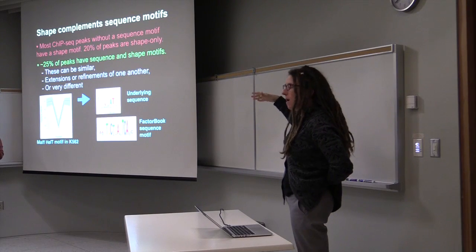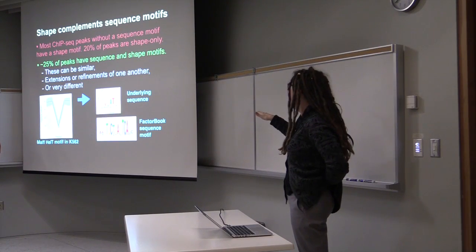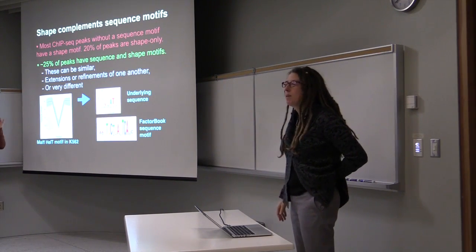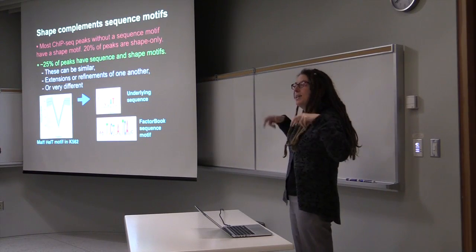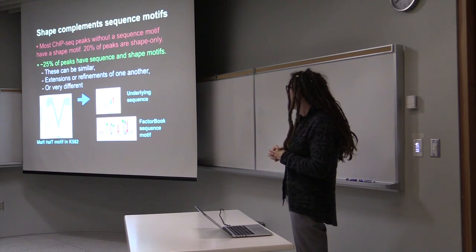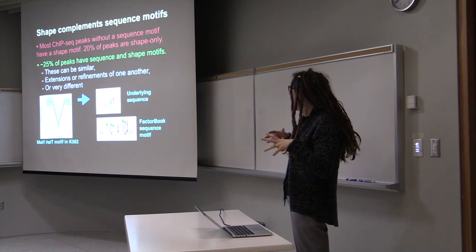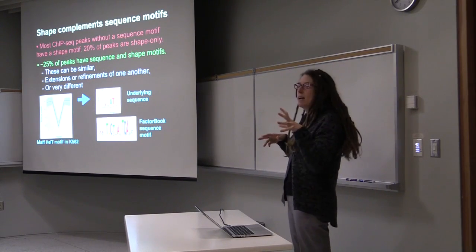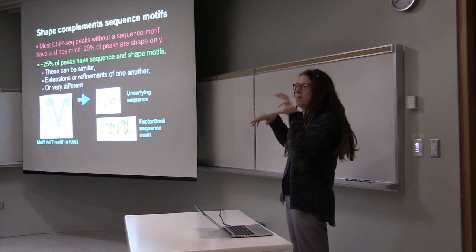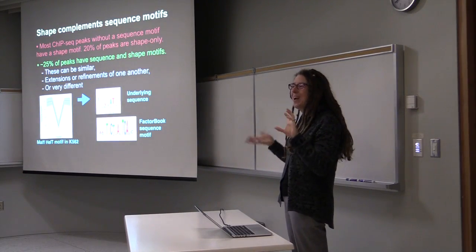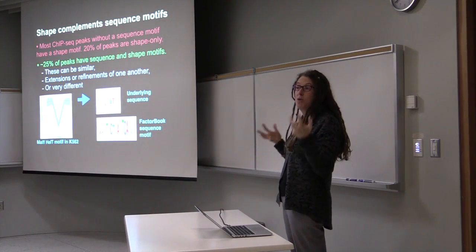Not always, but often. And that doesn't match the sequence motif at all. And so these are occurring actually at different places in the sequence, in the genome. So MAF can bind its sequence motif, but it can also recognize these regions that have this helical twist motif. And what we're working on now is to figure out what's different in those two contexts.